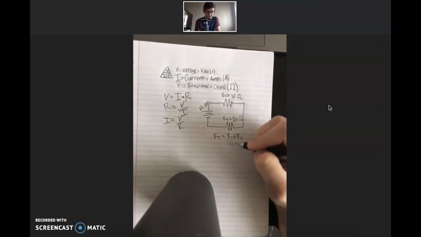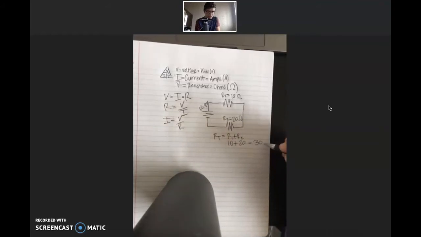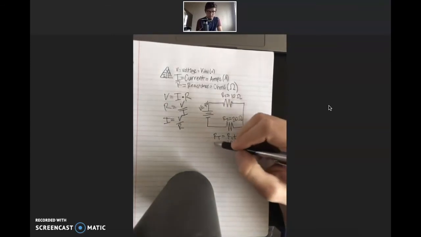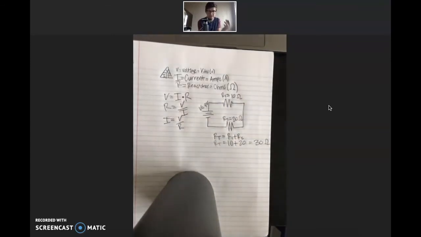So it'll be 10 ohms plus 20 ohms, which equals 30 ohms, equals resistance total in this circuit. Like that. Super easy. You all know that. All right. So now if I said, okay, I want to find the total current of this circuit.